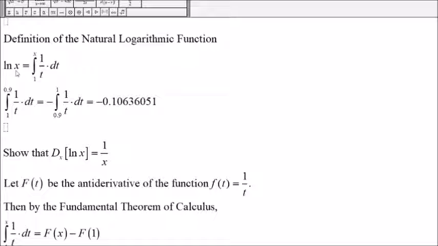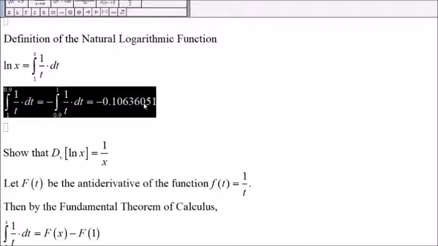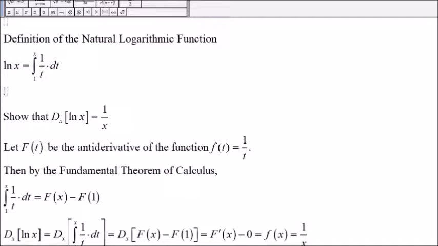Once again, the natural log of x is defined as the integral of 1 over t from 1 to x. Now what we'd like to do is find the derivative of ln of x, the natural log function. We want to show that the derivative of ln of x, or the natural log of x, is 1 over x.